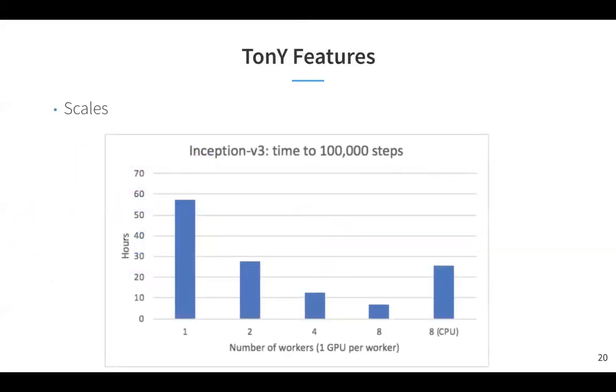So what are the features of Tony? The first thing, of course, is that it scales. It's supposed to run TensorFlow jobs on a lot of machines, and it scales almost linearly. Here are some experiments we did with the Inception V3 model, measuring the time to 100,000 steps. With one GPU, it takes around 55 minutes. With two GPUs, it took around 28 minutes. With four and eight, it also got cut by half each time. So it basically scales pretty much linearly. The more GPUs, the more resources you throw at the training, the less time it takes to reach more steps.